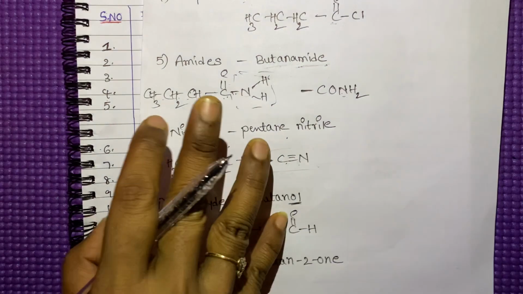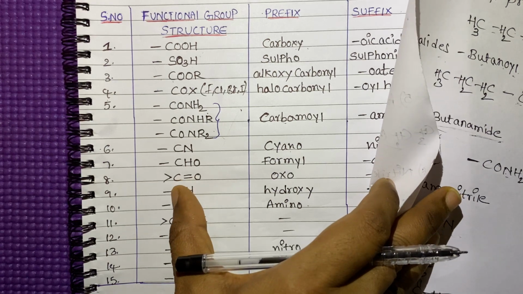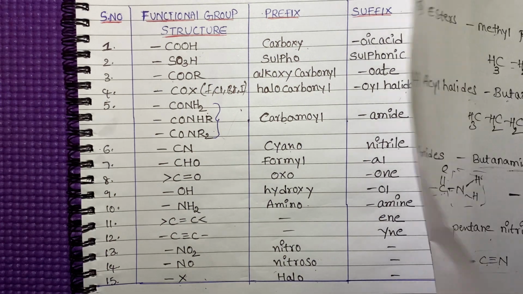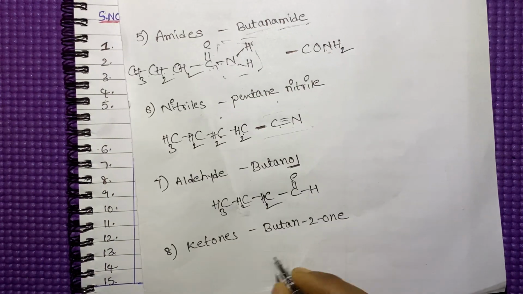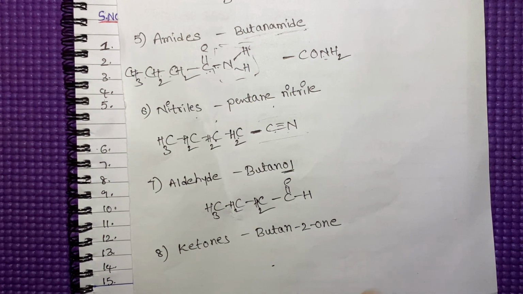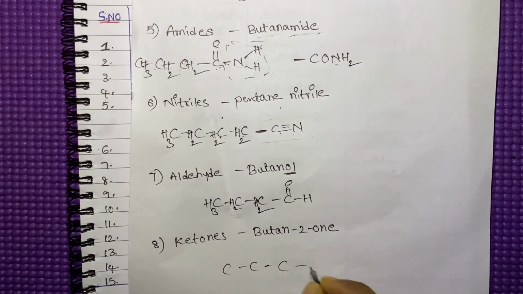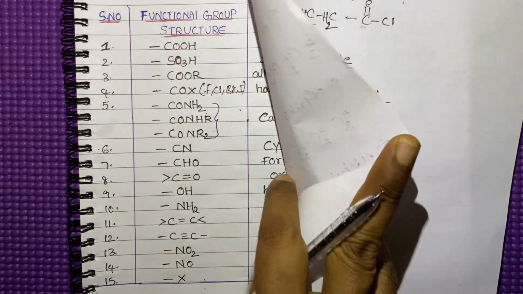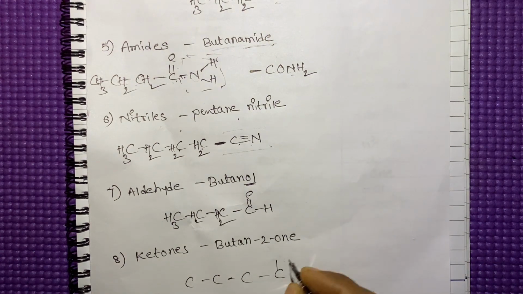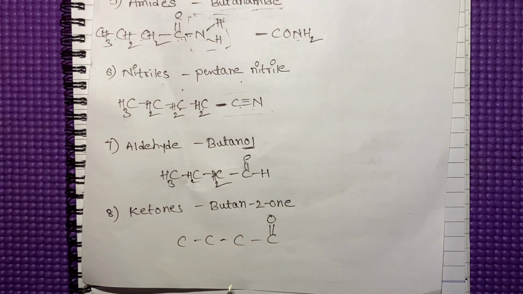Now we'll go for the ketones. See, C double bond O. This carbon needs 2 more bonds, so it is bonded with the alkyl groups. The suffix is one. The ketone, we will take the example butane: meth, eth, prop, but means this is the structure, C double bond O. This is the structure of the ketone.